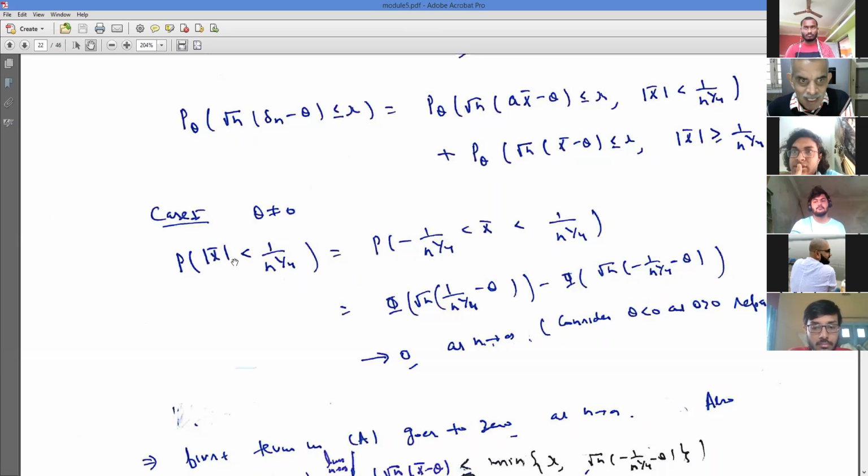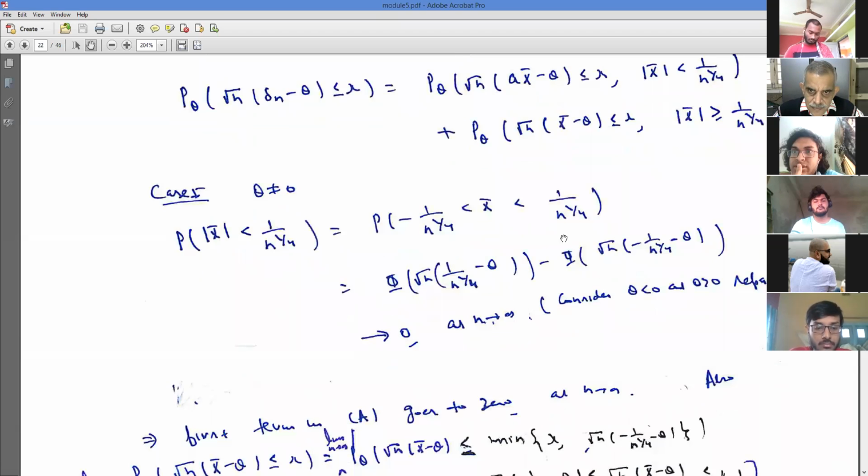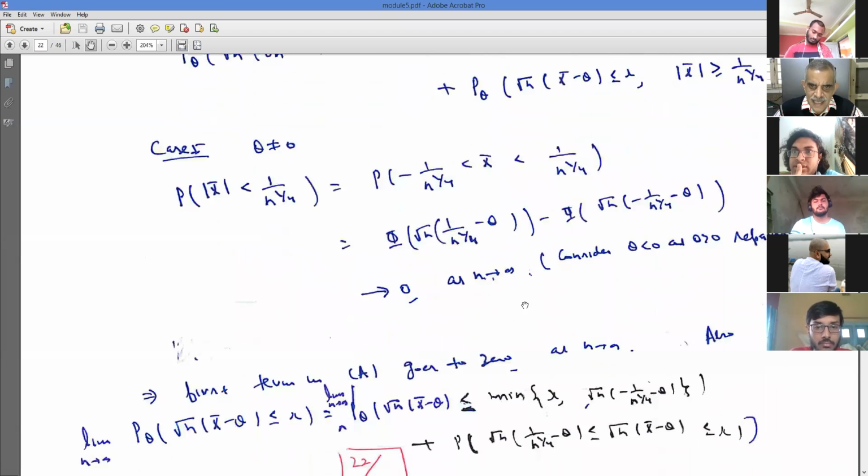Theta is different from 0. And this is a probability saying that when n is large, x bar is very close to 0, which may not happen. So intuitively also it looks like this will go to 0, right? Otherwise you can get it like this. Any other doubt?